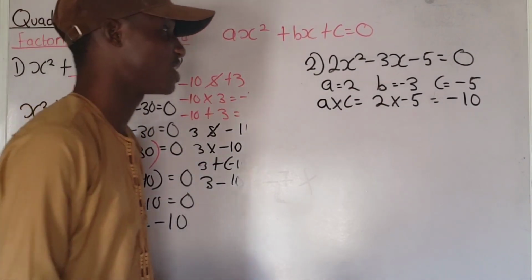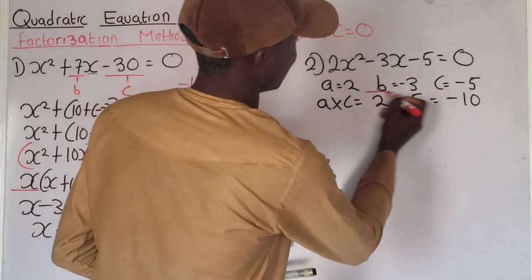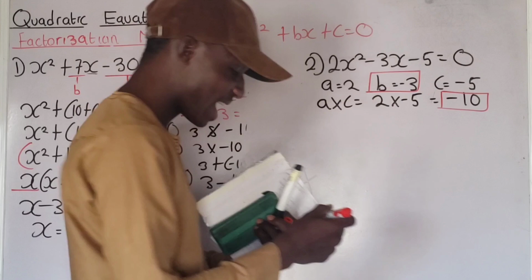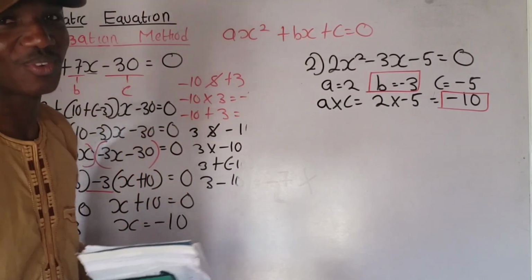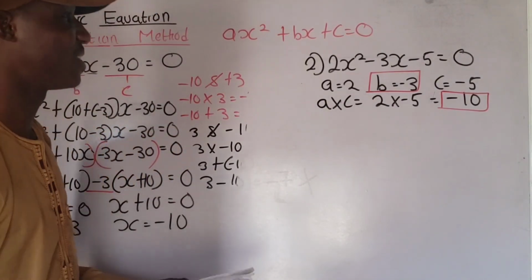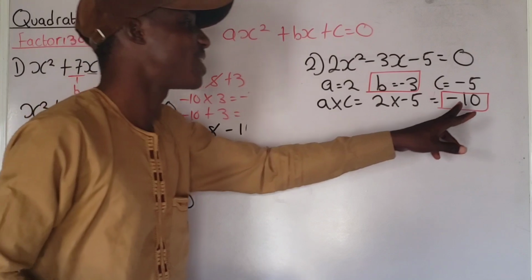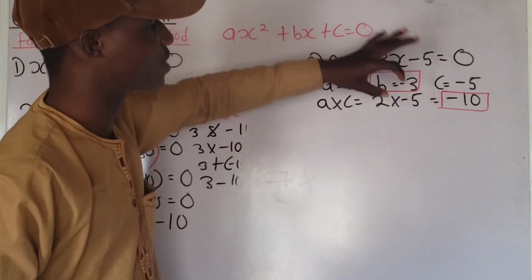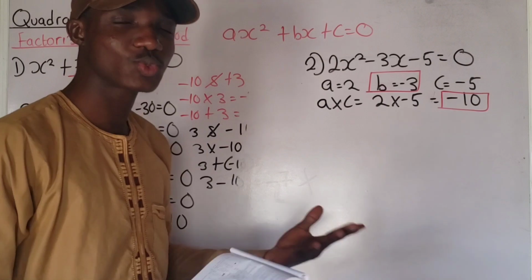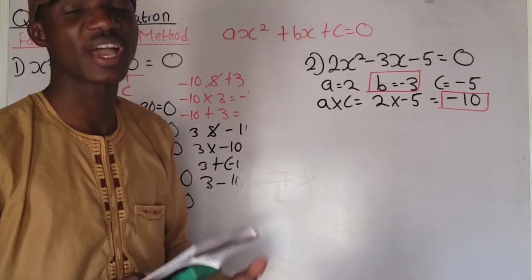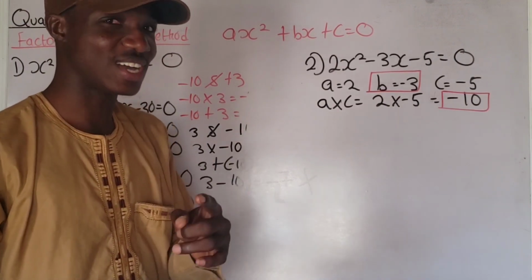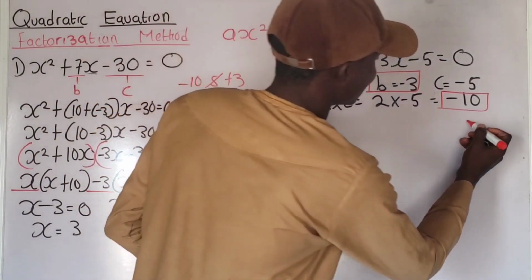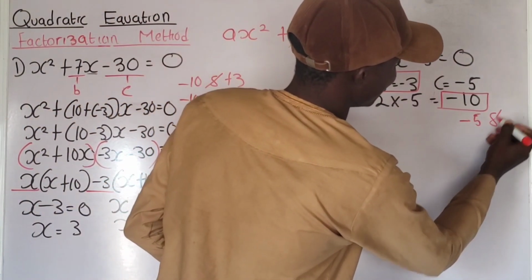Let me give you the time to think. Are you done? Now, write what you think. Write it somewhere, okay? What are the two numbers such that if I take their product, I'm going to have negative 10, and if I add them together, I'm going to have negative 3? Those two numbers are negative 5 and 2. Do you get it right? If you get it right, kudos to you. Those two numbers are negative 5 and 2.